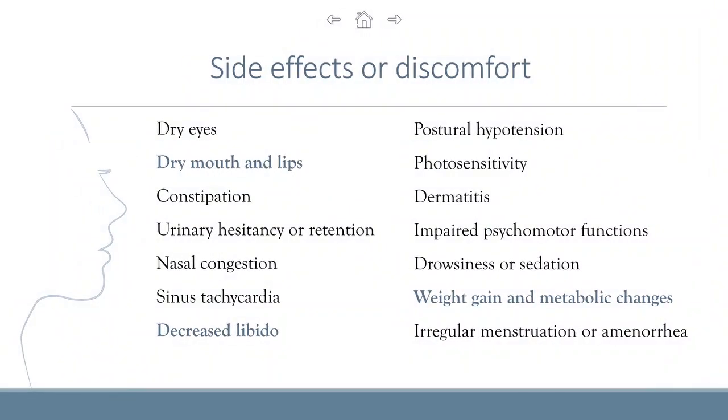Different side effects or discomforts that patients report might be dry eyes, dry mouth and lips. This is a very common one. Constipation, urinary hesitancy or retention, nasal congestion, sinus tachycardia, decreased libido, postural hypotension, photosensitivity, dermatitis, impaired psychomotor functions, drowsiness or sedation, weight gain or metabolic changes. That's another very common one. Irregular menstruation or amenorrhea.